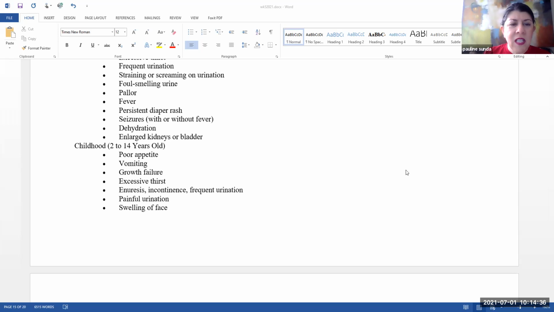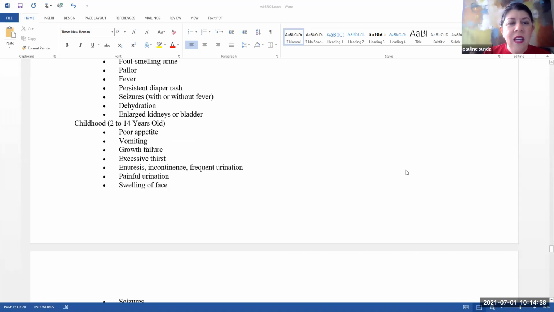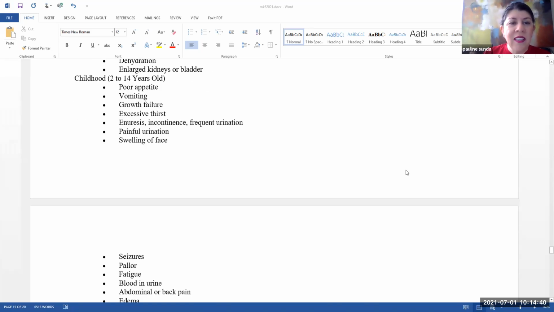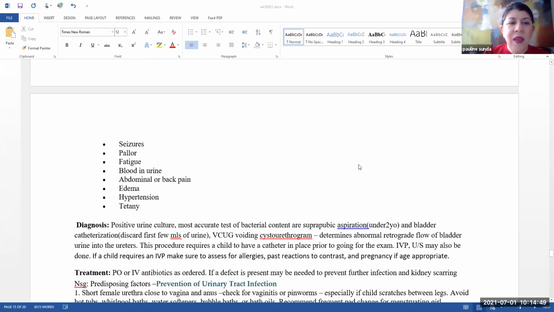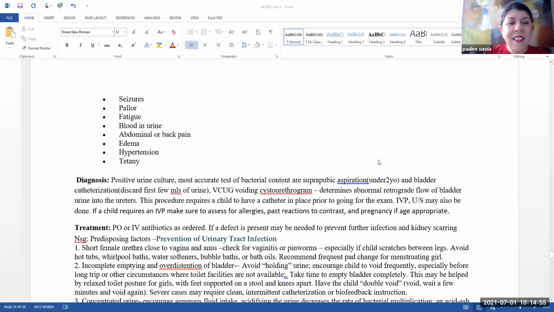Childhood, 2 to 14 years of age: poor appetite, vomiting, growth failure, excessive thirst, enuresis, incontinence, frequent urination, painful urination, swelling of the face, seizures, pallor, fatigue, blood in the urine, abdominal or back pain, edema, hypertension, and tetany.